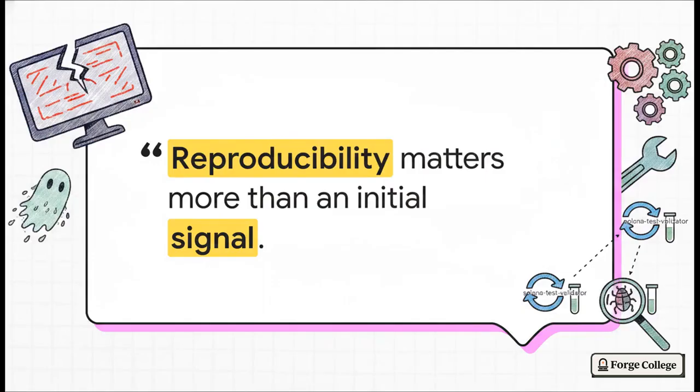I really want to anchor this core truth in your mind today. Reproducibility matters more than an initial signal. I honestly don't care how scary that error log looked on your screen. If you cannot reliably reproduce the crash on a fresh test validator instance using the exact scripts in your report, then it is not a verified finding. Actually, scratch that. It's basically just a ghost in the machine at that point. The true value of your assessment is entirely based on its actionability.